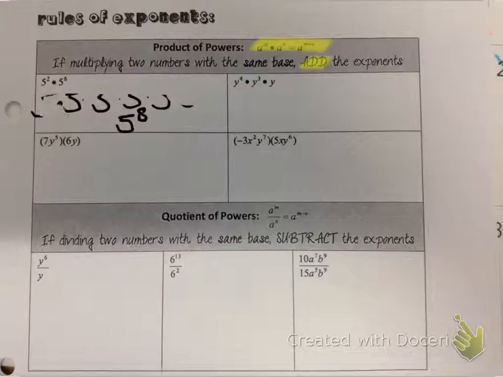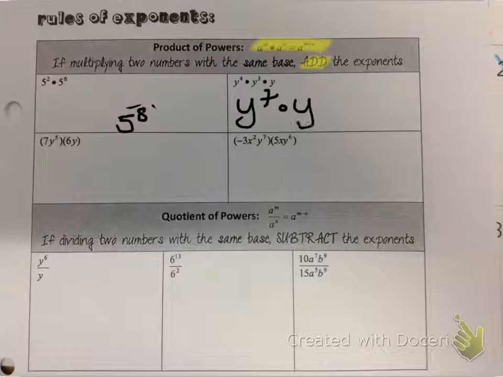Alright, so if we have y to the fourth times y to the third times y, we want to add all of our exponents, and you can only do this if they have the same base. But if I look here, y to the fourth times y to the third, well, that would give me y to the seventh, and then times another y. Here, we want to know what the power is for just a y.